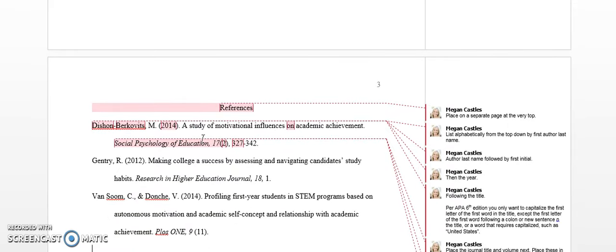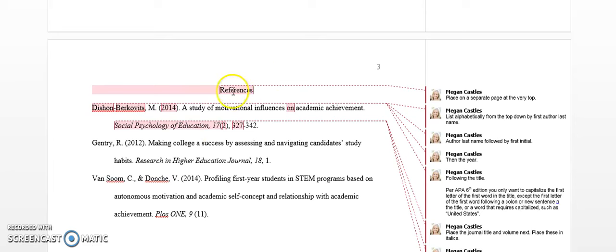Now, not included in the word count, but required, is a references page. So this should be on a separate page, and it should be at the very top of the page, centered, with References right here. Your font needs to stay in Times New Roman 12 point for your entire paper and for your reference page. You're going to list your references not by where you introduce them in your body paragraphs, but by author's first, last name, and alphabetically from the top down.